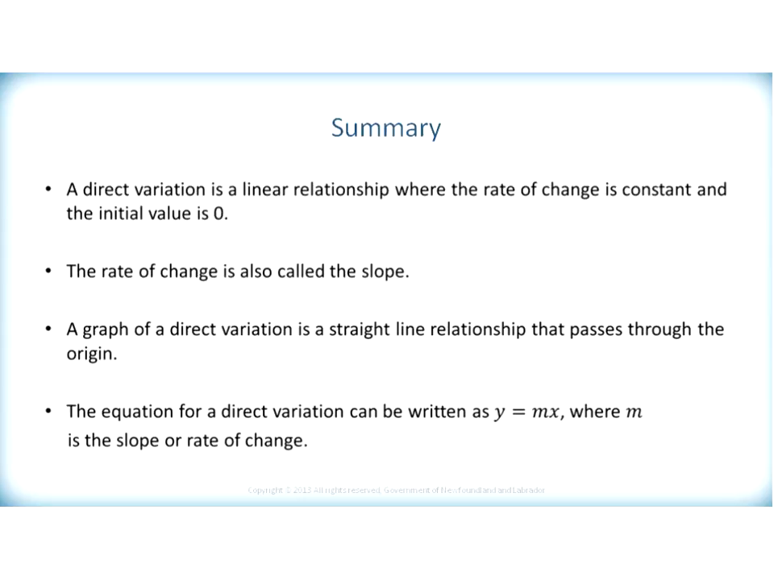So to summarize this, a direct variation is a linear relationship where the rate of change is constant and the initial value is 0. The rate of change we talked about in our lesson is also called the slope. A graph of a direct variation is a straight line relationship that passes through the origin. And this is something that's kind of useful. The equation for a direct variation can be written as y equals mx, where m is the slope or rate of change. And we saw in the example we looked at that our equation was y equals 6x. So we definitely had a direct linear relationship in our equation that we calculated and that we graphed.